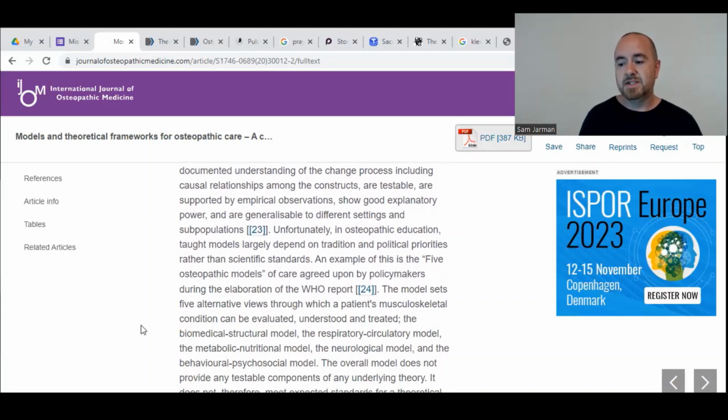An example of this is the 5 osteopathic models of care agreed upon by policymakers during the elaboration of the WHO report. I'm going to break out of the quote here. I've spoken about that. I did not come across this article at the point that I spoke about that. And I haven't read further in this, right? It would seem strange that I haven't read further in this, even though I'm recording on it. You would expect that I would have read this deeply before I comment. And at least in this case, I haven't.